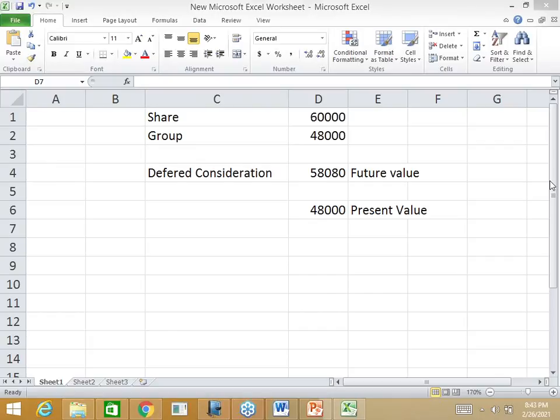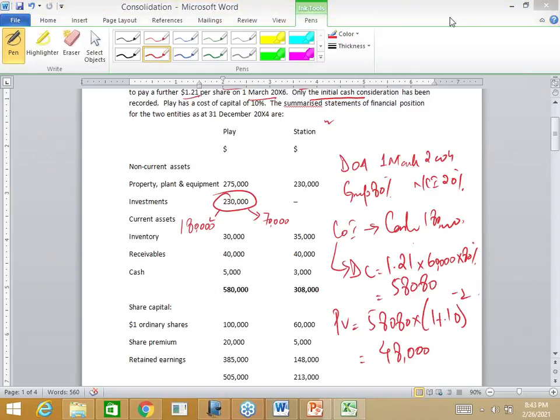Should we adjust for the cash on SFP? No, you don't need to adjust because it's already recorded here. The remaining part is 50,000 exactly. So now we have almost done with the first paragraph.